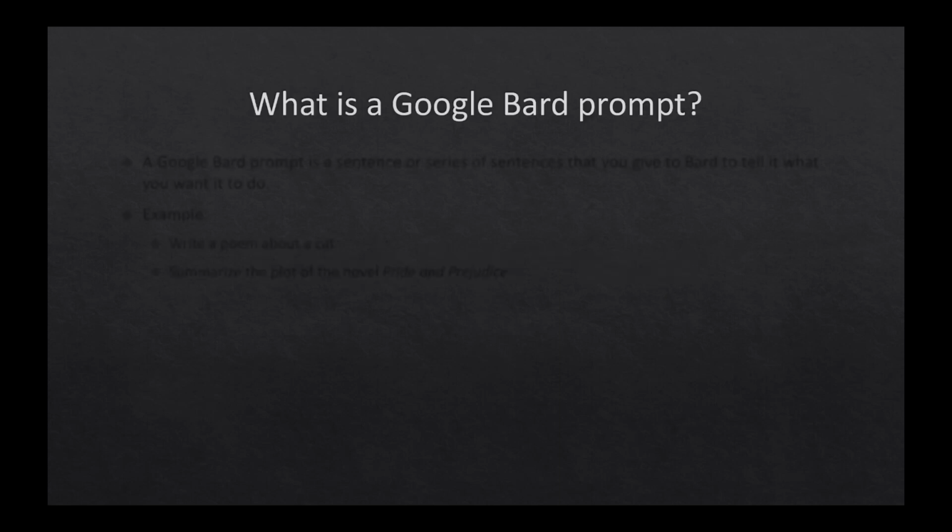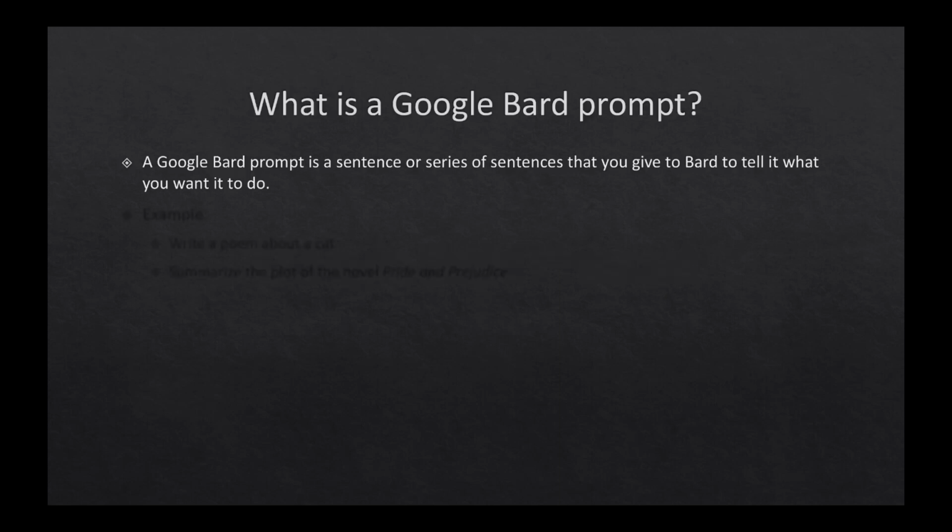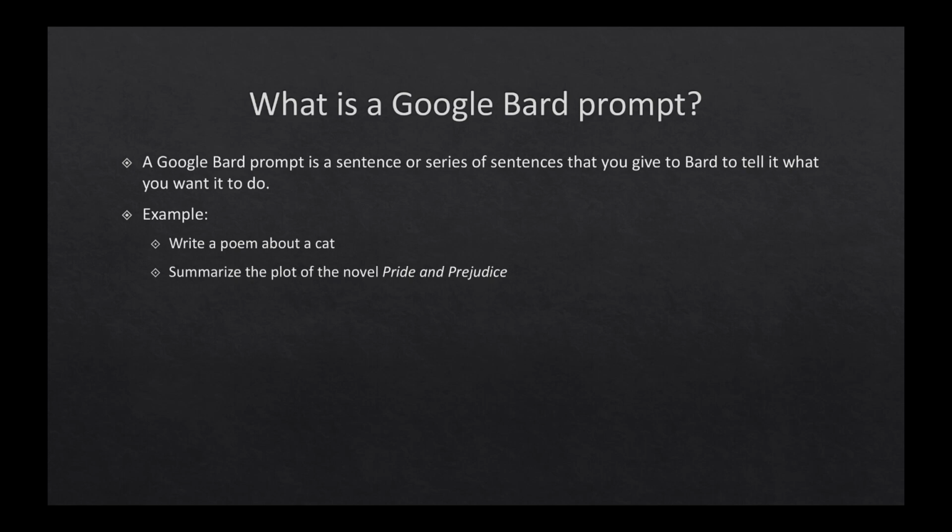In this tutorial, we will deep dive into Google Bard prompts. So what is a Google Bard prompt? A Google Bard prompt is a sentence or series of sentences that you give to Bard to tell it what you want it to do. Basically, these are the commands or instructions that you give to Google Bard in order to get the desirable output you are looking for. For example, you can ask Google Bard to write a poem about a cat, or to summarize any topic you are looking for.